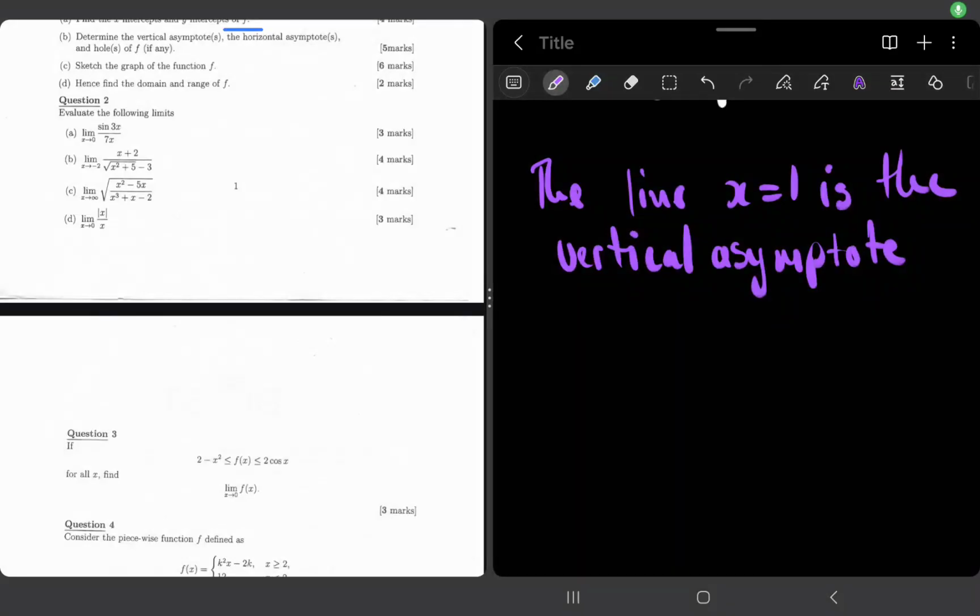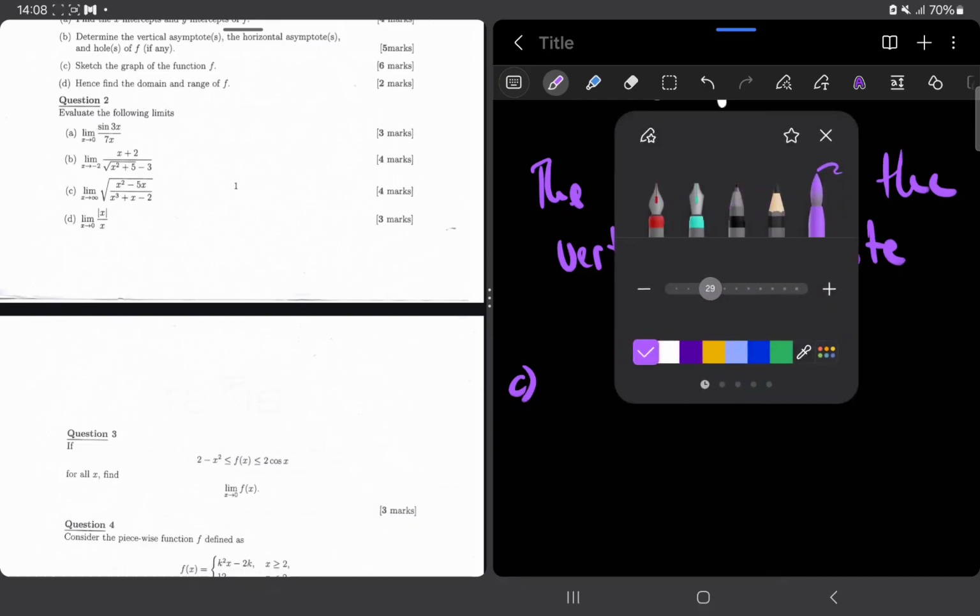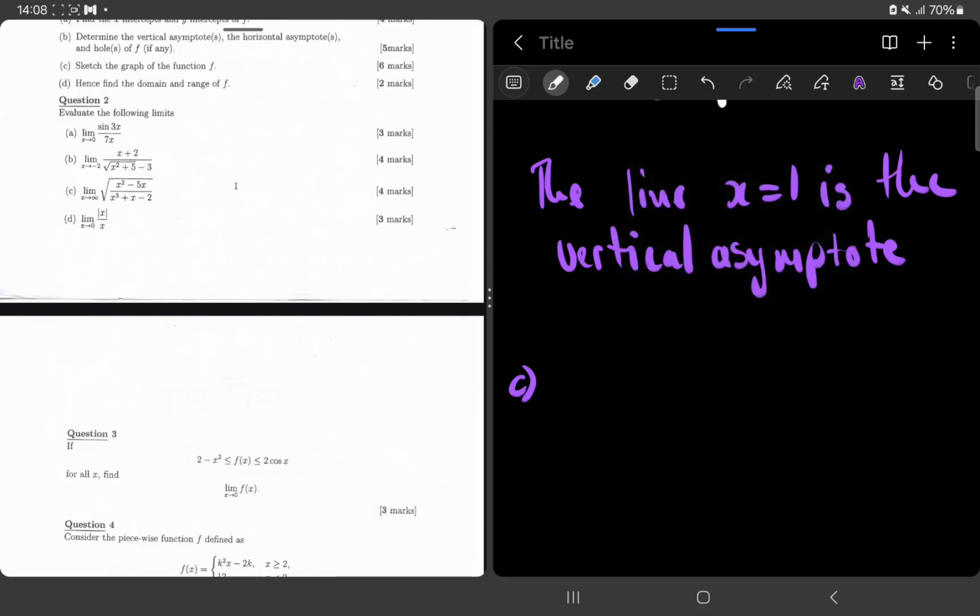Now let's do part C, which says sketch the graph of f. Now, let me tell you, there's a small thing which you should do, which they don't ask you to, but which helps you. And that is to look at how your function behaves close to the vertical asymptote. That's the only thing which is left. We want to know how our function behaves close to the vertical asymptote.